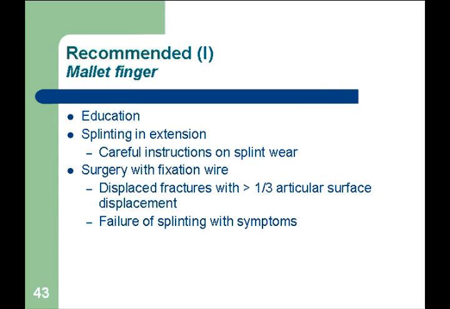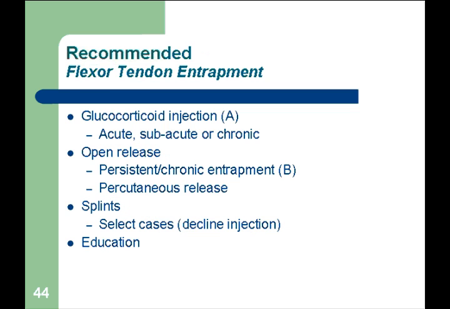So if you'll notice the trend here, a lot of what we have at this point is consensus. There isn't a lot of good evidence-based medicine to support many of the things that we do. So splinting in extension, I think, definitely helps. Surgery, K-wire fixation, if it's more than a third of the articular surface, or if you can't maintain it with a splint, those are all reasonable to do.